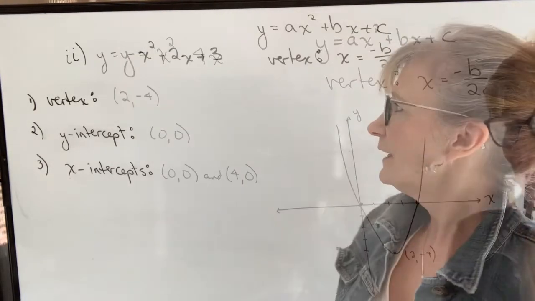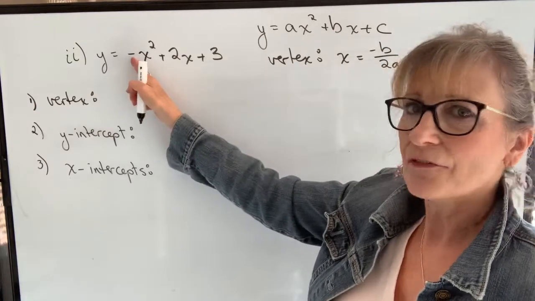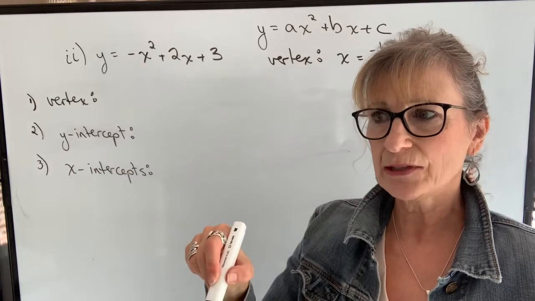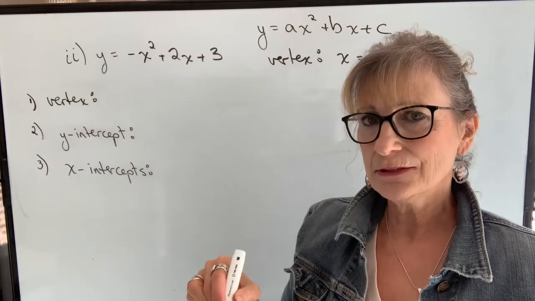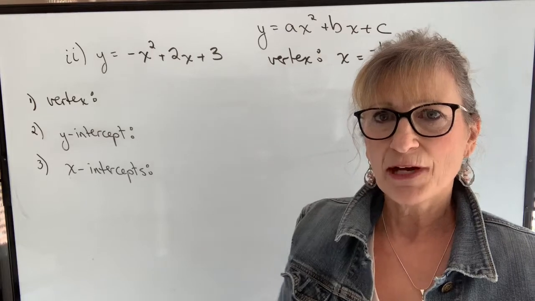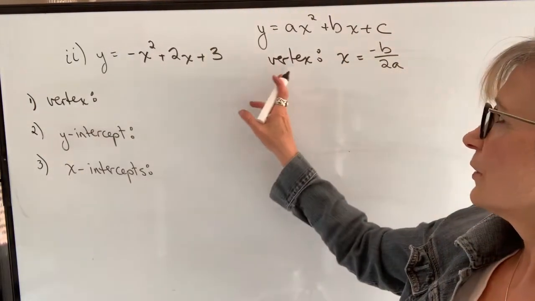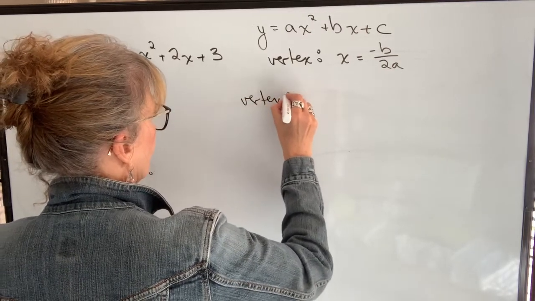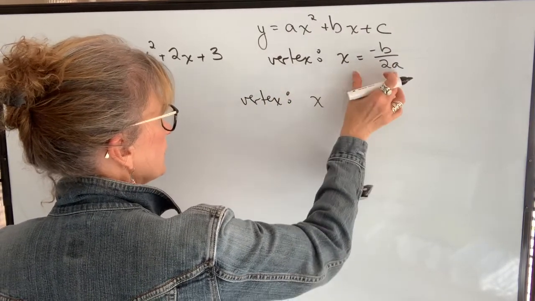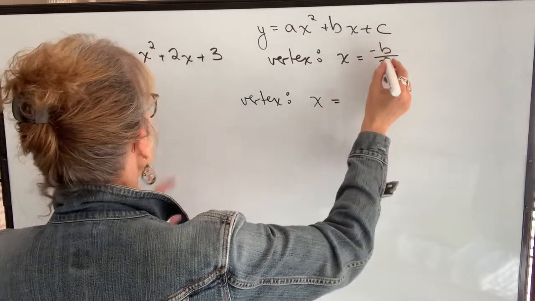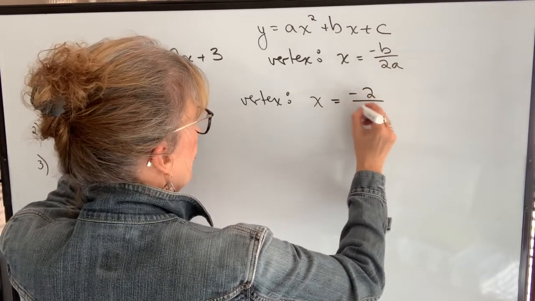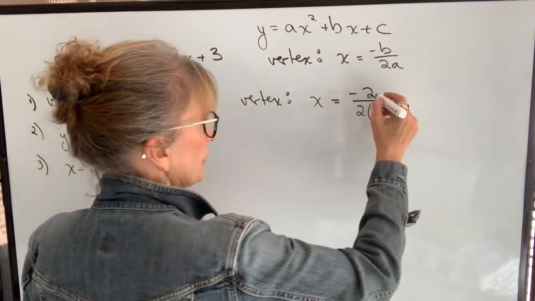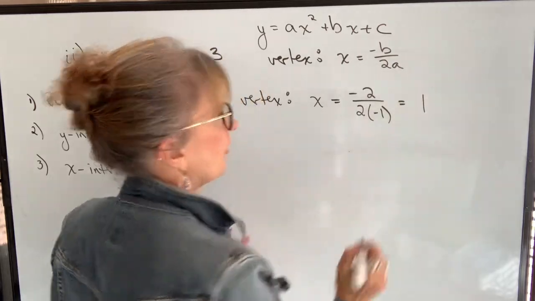Let's try another example. In our second example, we notice that we have a negative coefficient for our x squared term, so that tells us right away that our parabola is concave or opens down, and that means that the vertex will be a maximum point of our graph. So we're going to start off by finding the vertex. And we can do that by using this little formula. So x will equal -b, b is 2, over 2 times a is -1. When I simplify -2 over -2, I get a 1.